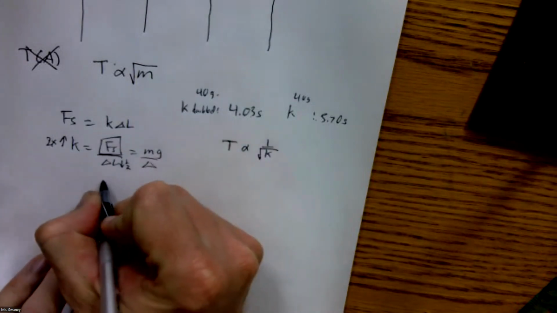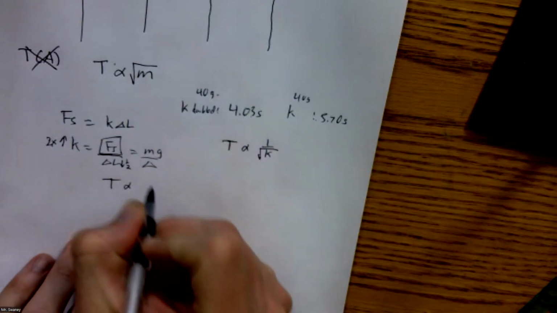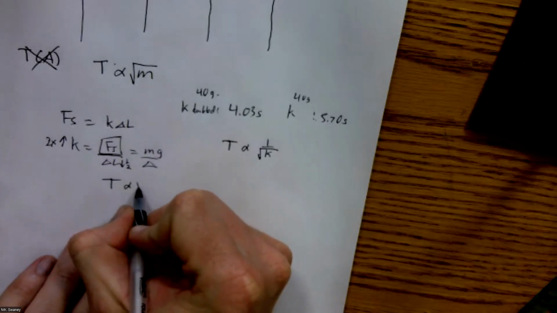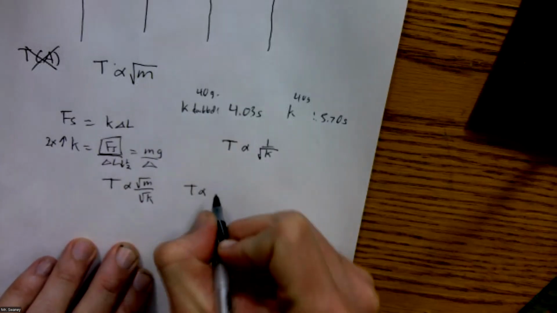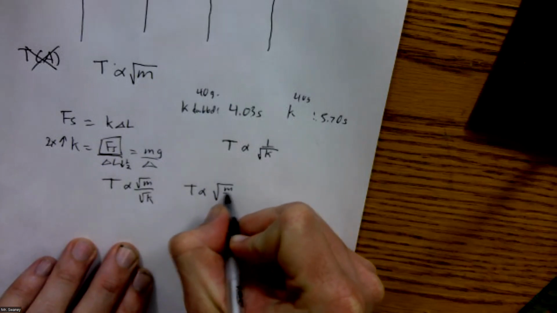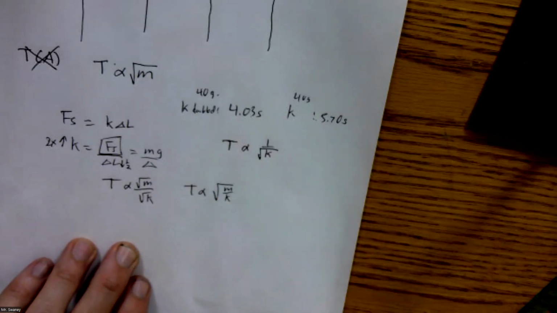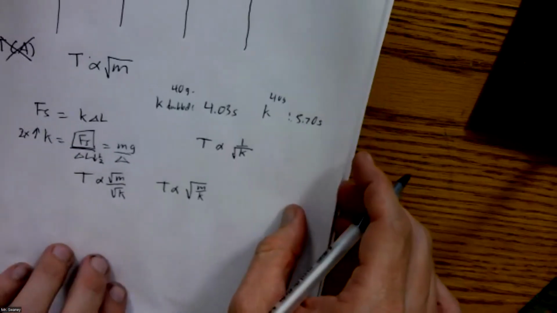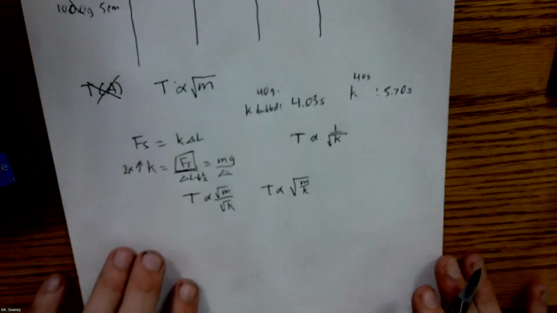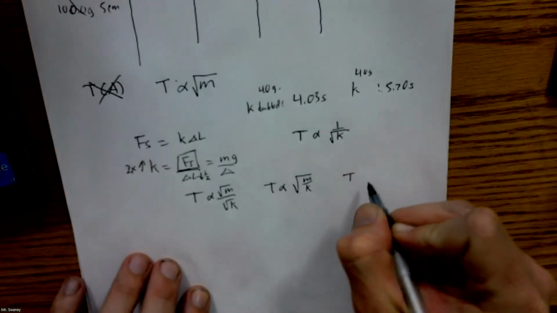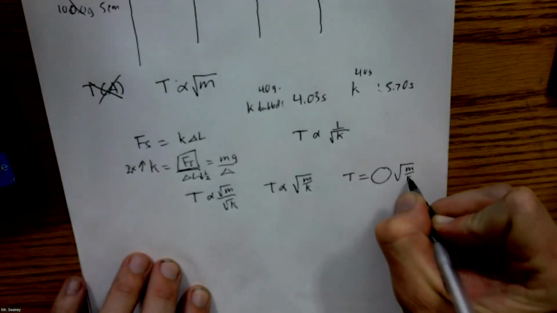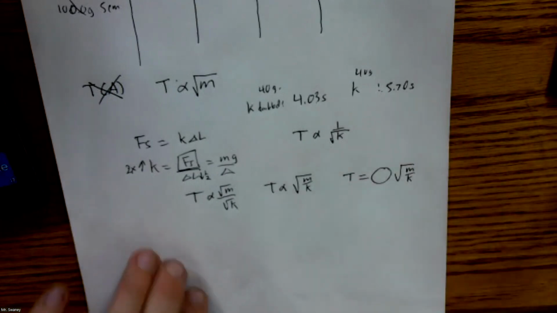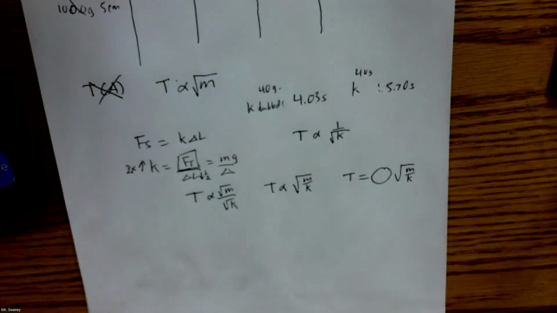So we get the period is proportional to the root mass, but divided by root K, or the period is proportional to the square root of the quantity, the mass over the spring constant. Now we're going to need to get a constant of proportionality and figure out what goes right here. There is actually a way we could do that.